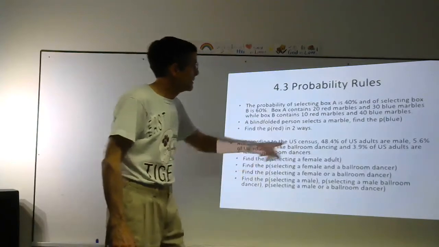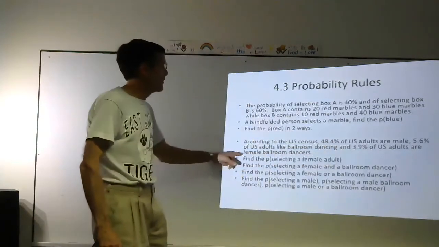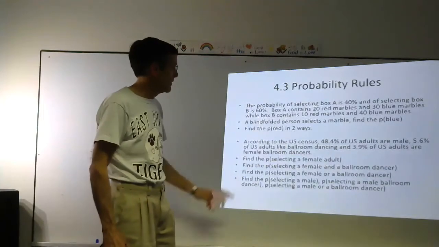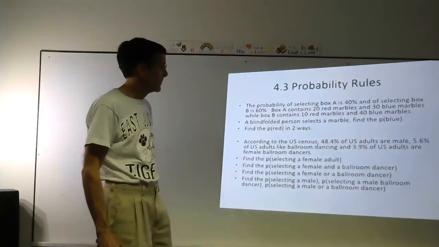Find the probability of selecting a female and at the same time a ballroom dancer. Well, we know that 3.9% of U.S. adults are female ballroom dancers. Okay, so that should be 3.9%.